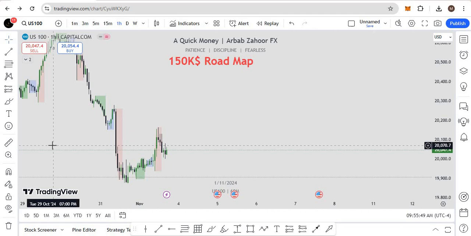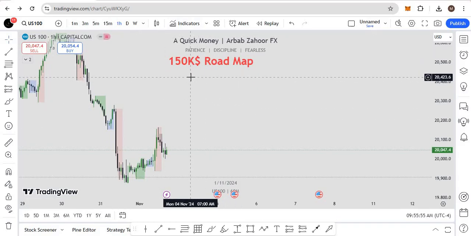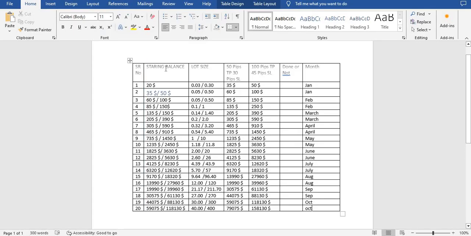In today's video, I'm going to show you how you can achieve a 150k roadmap in just 20 trades. In my previous videos, you saw I posted these spreadsheets. Many of you have argued that it cannot be possible, or wondered how we can take 50 pips every day or 100 pips every day.